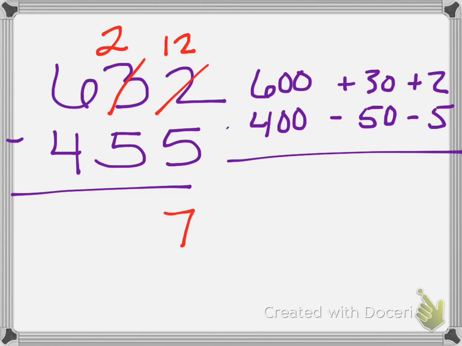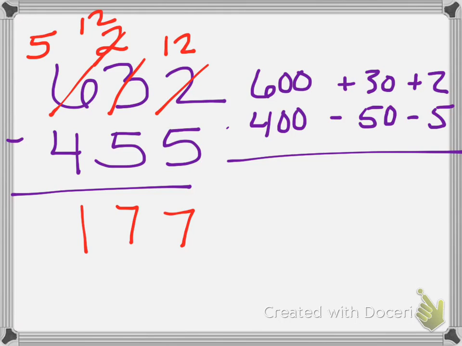You can't do 2 minus 5, so again you have to take from your neighbor, and this now becomes 12. You subtract, you have 7 again, and 5 minus 4 is 1. But I have broken it down in an expanded form over here, so I have 6 hundreds, 3 tens, and 2 ones, minus 4 hundreds, 5 tens, and 5 ones.